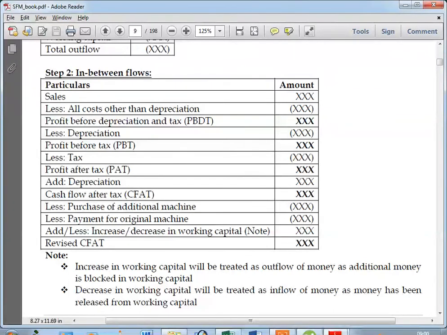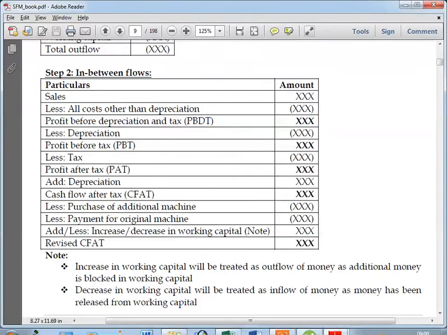Now, this depreciation adjustment, why are we doing? I'm deducting depreciation, adding back depreciation. Why should I do this? For the purpose of tax calculation. Assume a problem does not have tax information, I'll not even deduct depreciation. Because tax is not there, why should I deduct depreciation?